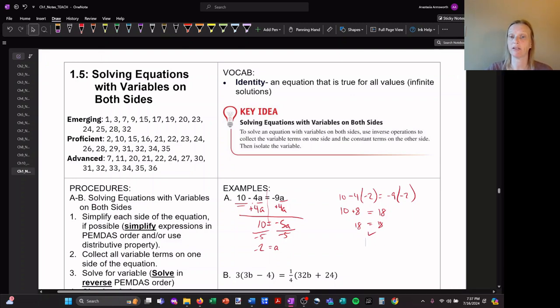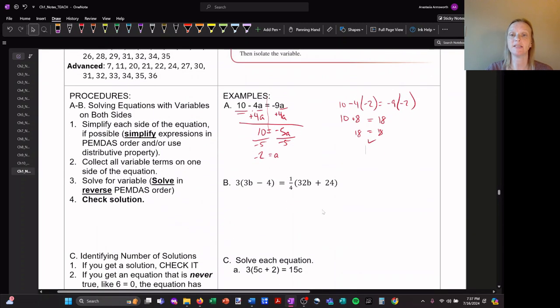Let's look at another example. In this example, we do have some simplifying that needs to be done because I've got a number multiplied by an expression and a subtraction problem in parentheses. So I'm going to go ahead and do the distributive property. 3 times 3b is 9b. 3 times negative 4 is negative 12. So I've now simplified the left side of the equation.